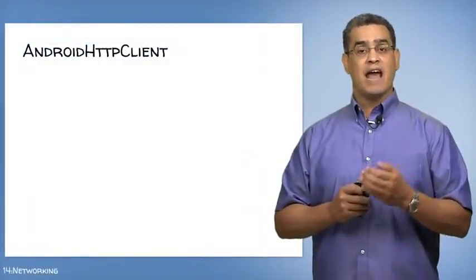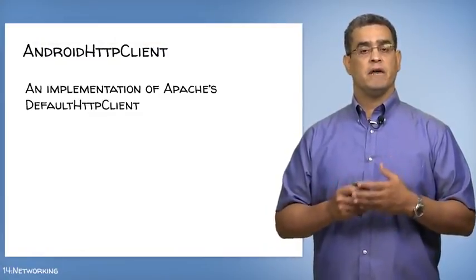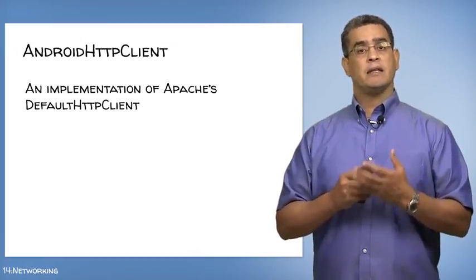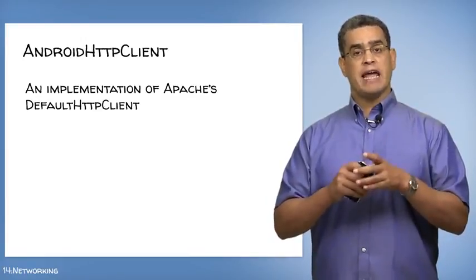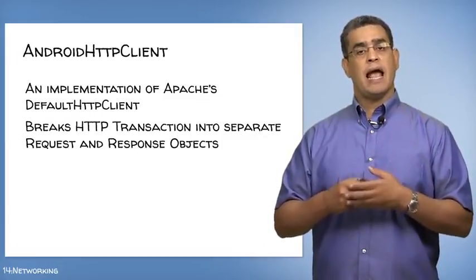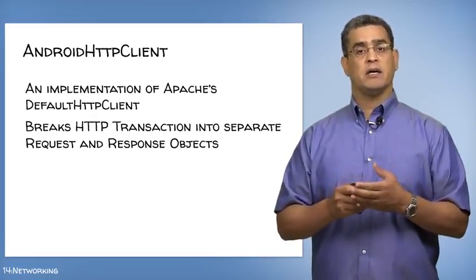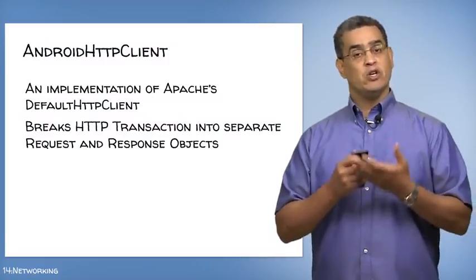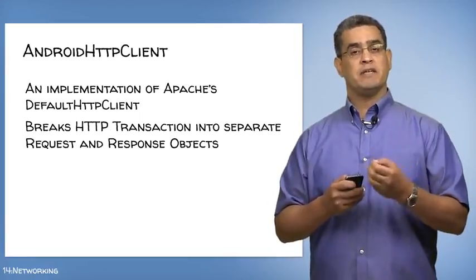The third class is AndroidHttpClient. This class is an implementation of the Apache project's default HTTP client, and it allows a great deal of customization. In particular, the class breaks an HTTP transaction into a request object and a response object. So you can create subclasses that customize the handling of requests and their responses. Now, by this point, you know what the application looks like, so let's jump straight into the code and look at the implementation.